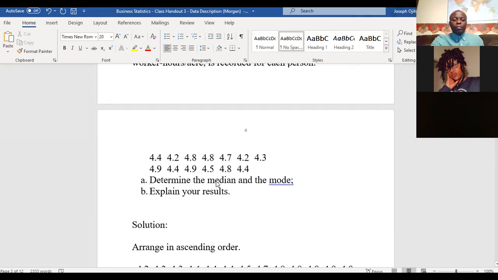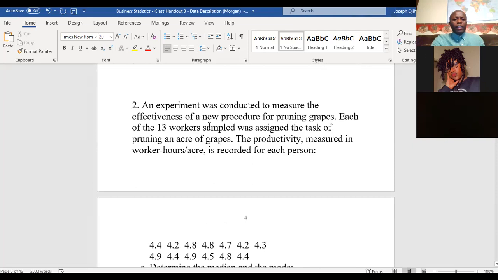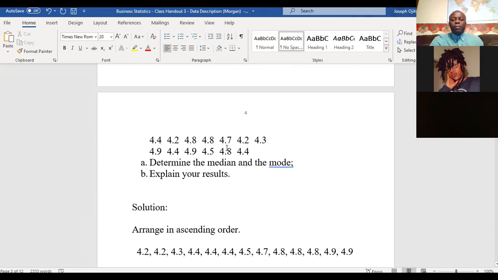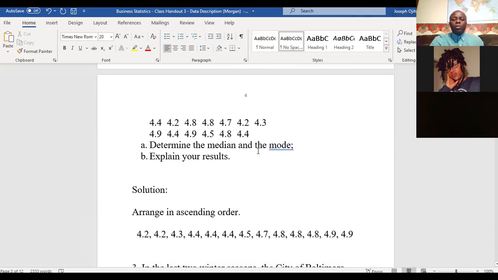Let's look at this example here. It says, an experiment was conducted to measure the effectiveness of a new procedure for pruning grapes. Each of the 13 workers sampled was assigned a task of pruning an acre of grapes. The productivity, measured in work hours per acre, is recorded here. Determine the median and the mode, and then explain your results.